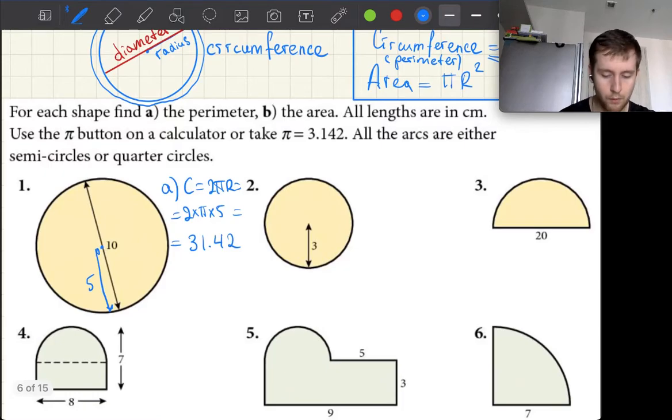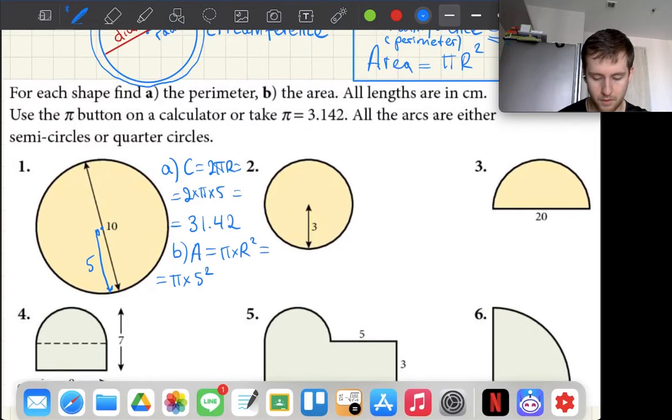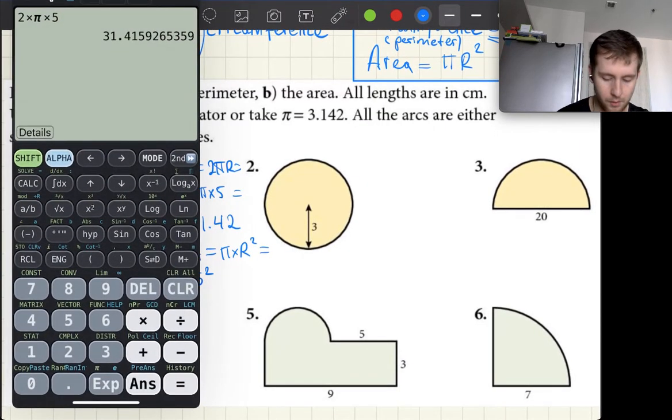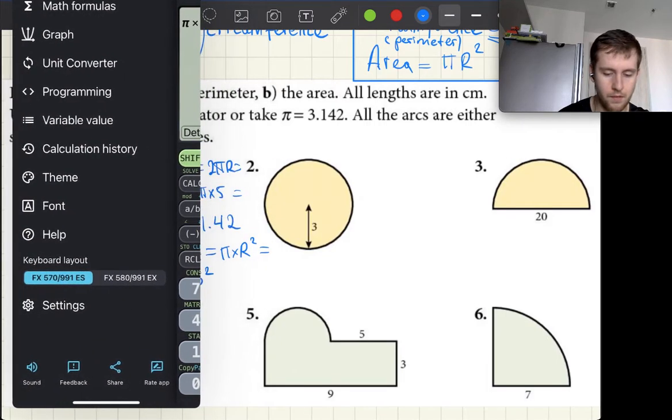All right, so that's for circumference. Now area. Oh, sorry, for area we need to know the radius. We need to know the radius to find the area. So in this case, it's equal to pi times r squared, right? That's the formula for area. In our case it's going to be pi times 5 squared. Let's figure that out. Basically, pi times 5 squared is 78.54.